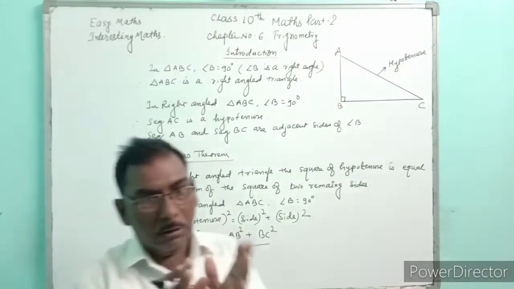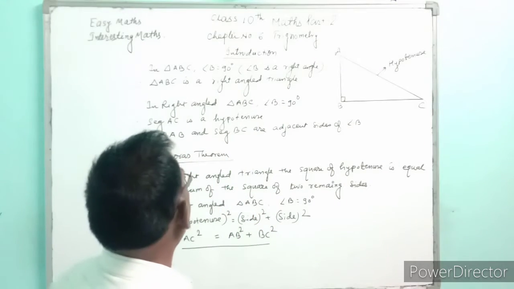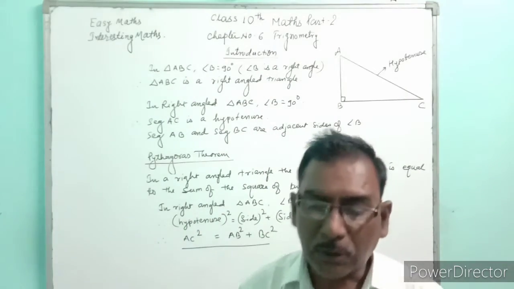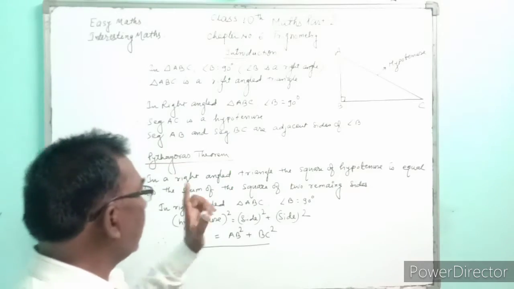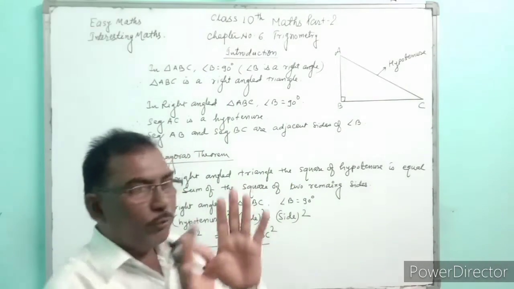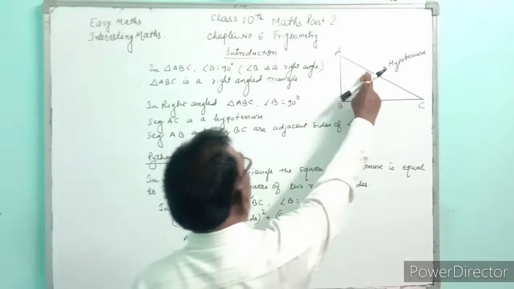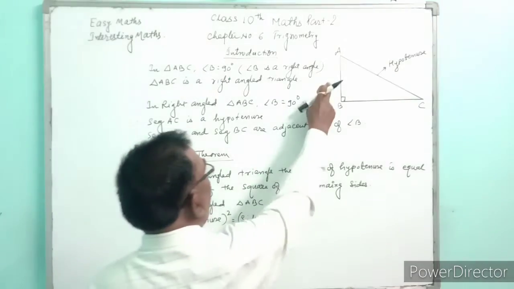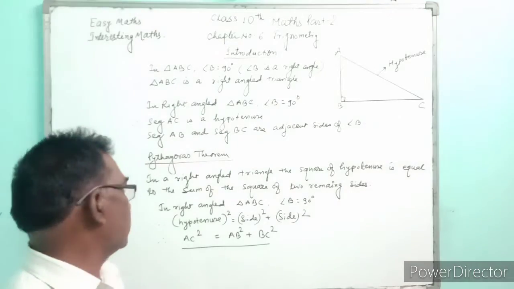This is the introduction of a right angle triangle. Now we see the Pythagoras theorem. You have studied the Pythagoras theorem, but we will recall it. Suppose this is a right angle triangle. In a right angle triangle, the square of the hypotenuse is equal to the sum of the squares of the two remaining sides.